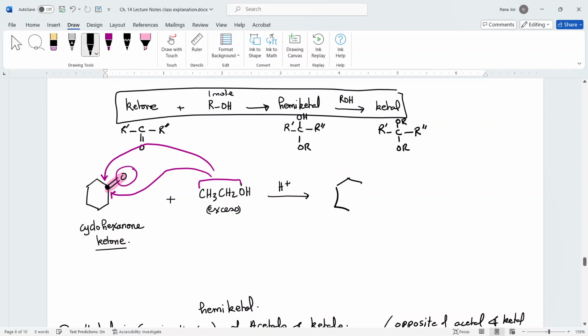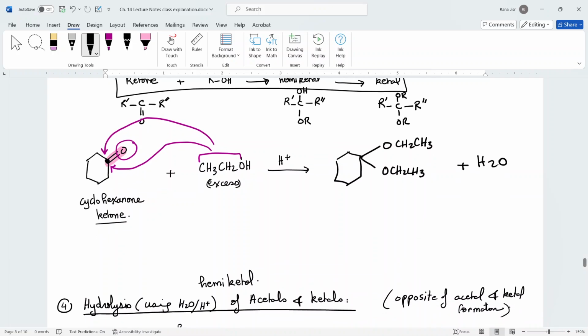So here you go. I will have my cyclohexane. This over here is going to be my OCH2CH3, and then I'm going to end up having an OCH2CH3, plus I'm going to have my water in there. See what I did? I added the O, not just the CH2CH3, the OCH2CH3 on this carbon, another OCH2CH3 on that same carbon, and then the oxygen turned into simply water.